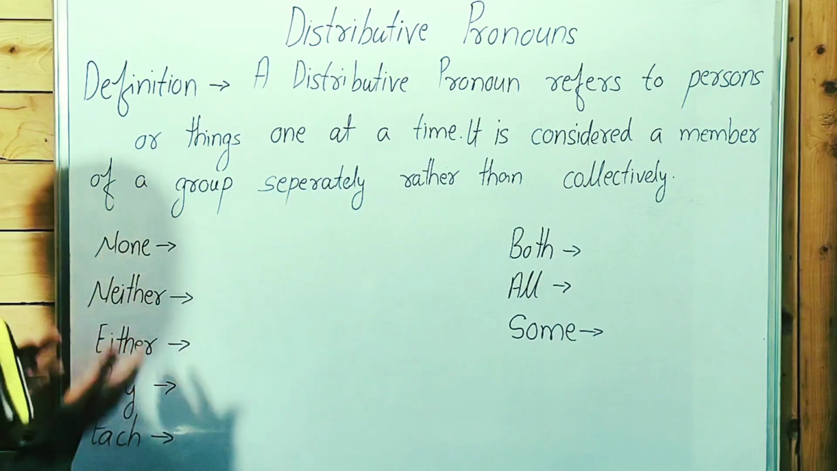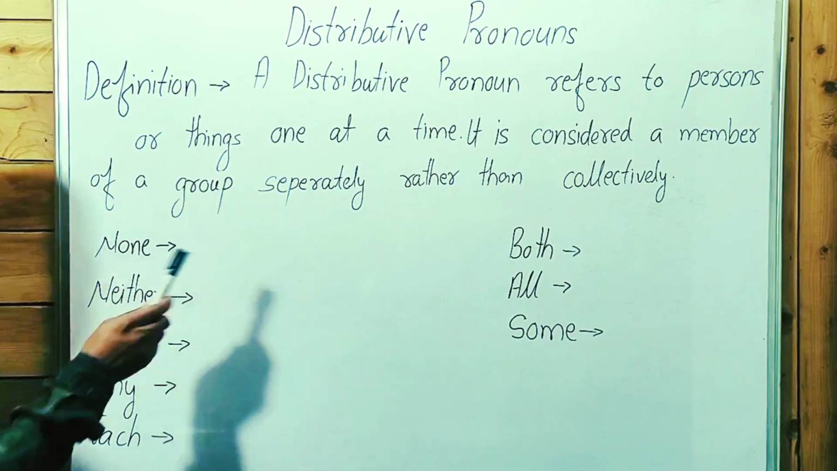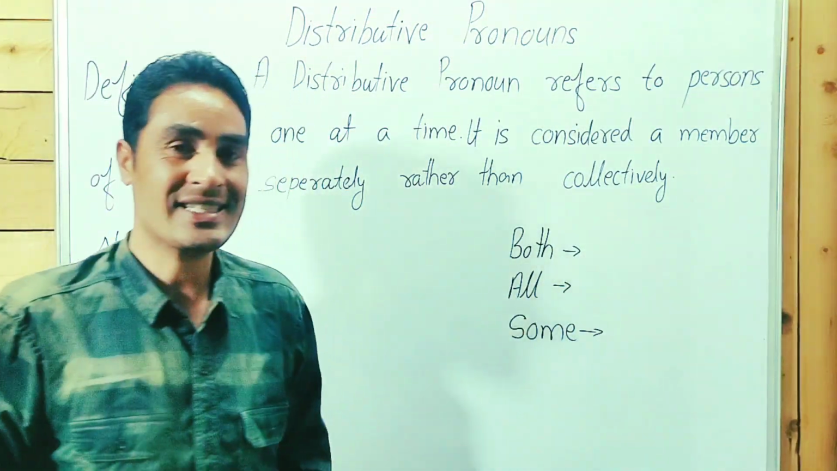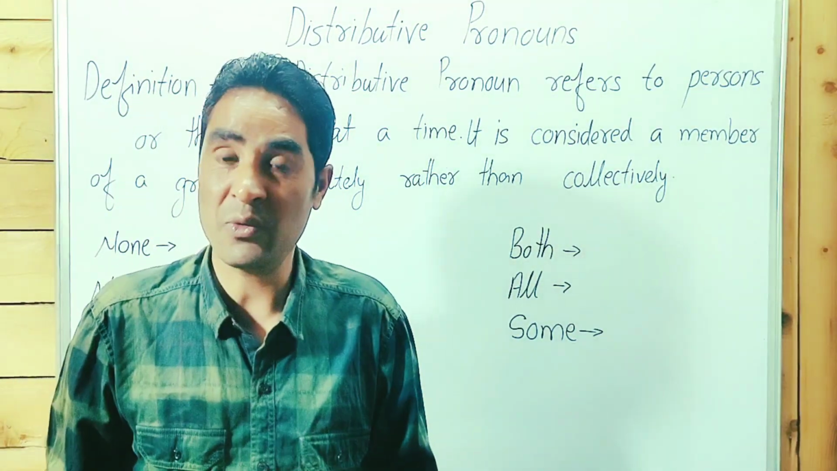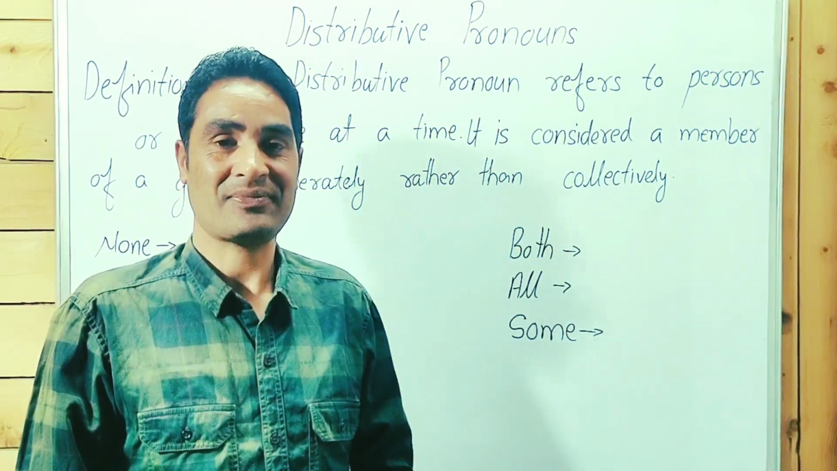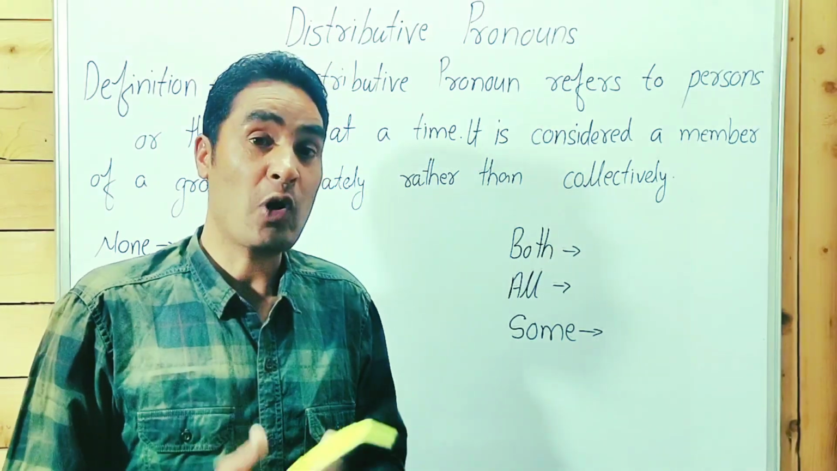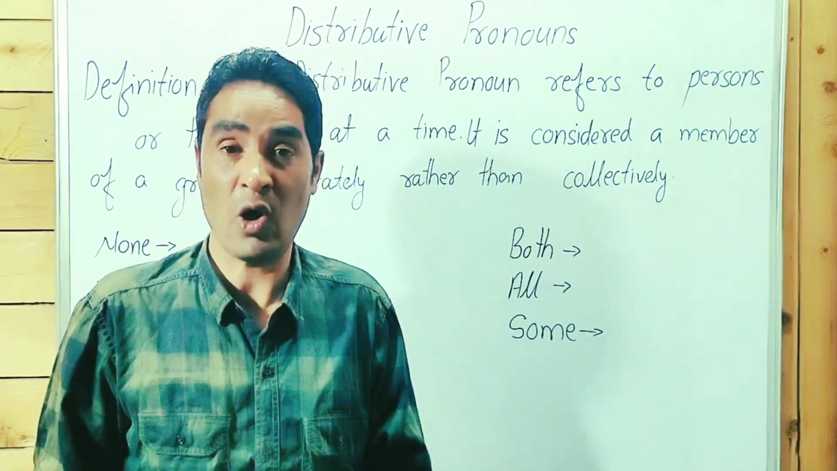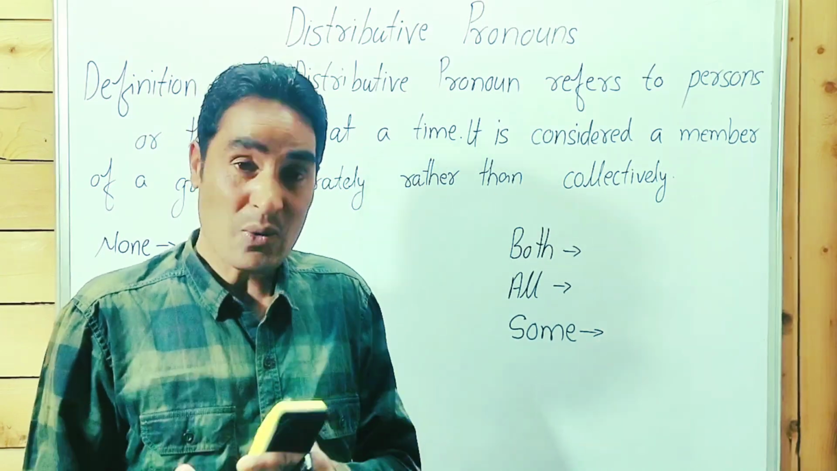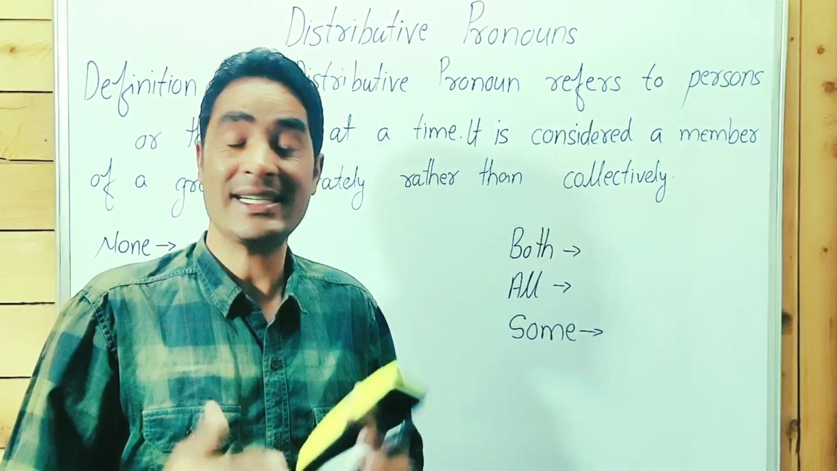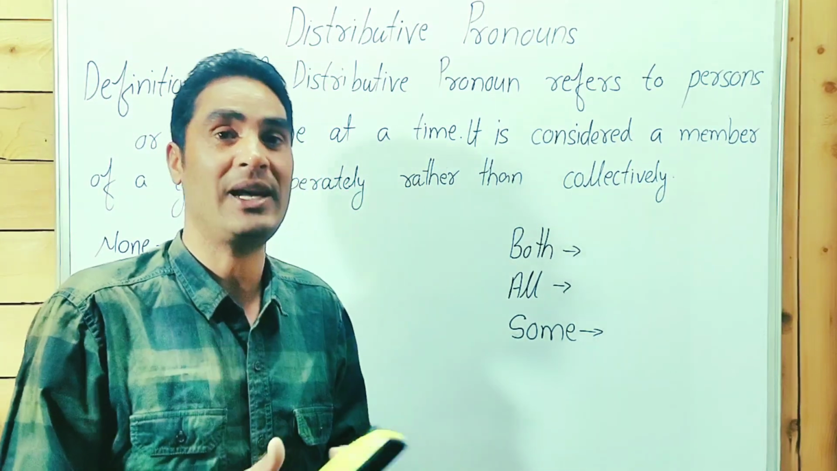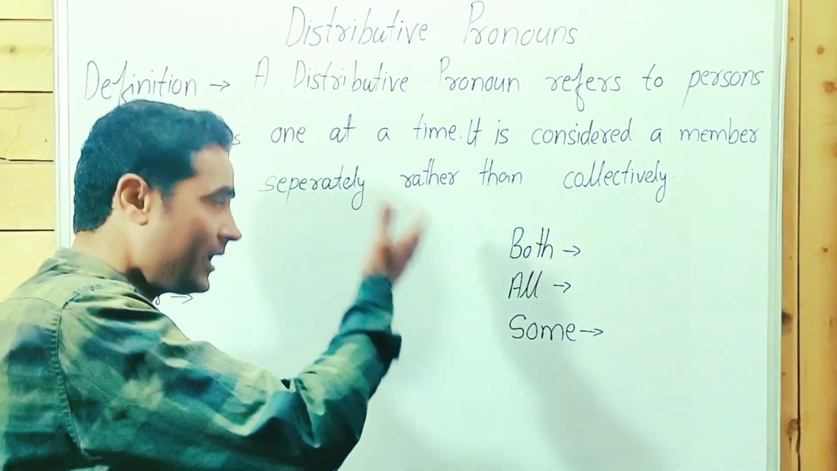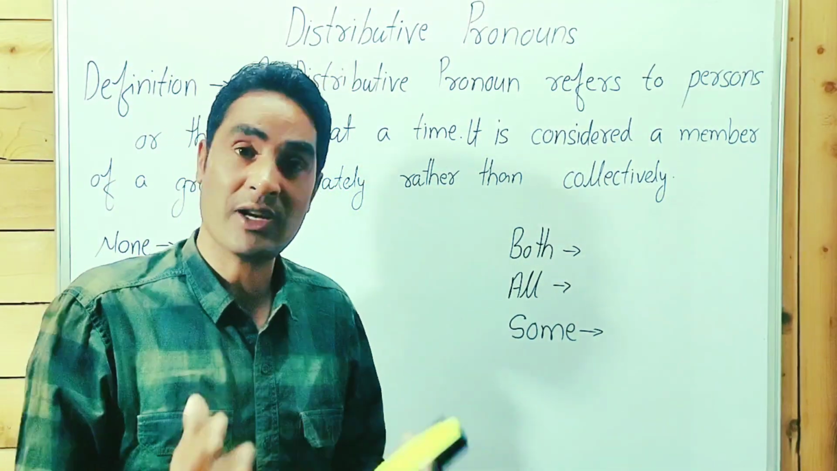So here guys, these are distributive pronouns: none, neither, either, any, each, both, all, some, anybody, somebody, everybody. These are distributive pronouns, and these can be used as indefinite pronouns. I hope you understand. But if you are watching this video previously, please check the playlist. Maybe distributive pronouns and indefinite pronouns have been completed.